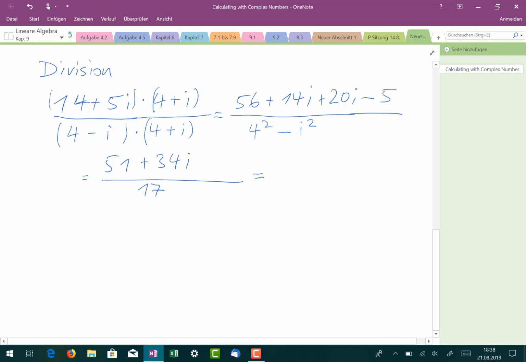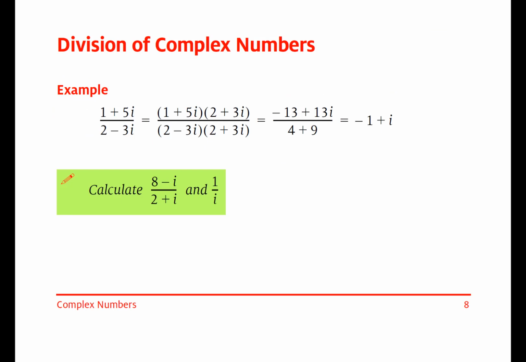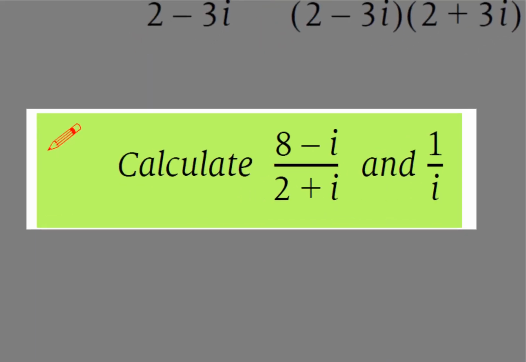So 51 divided by 17 is 3, and 34 divided by 17 is 2. So the result is 3 plus 2i. And remember that the result always must be in this form, a plus bi. So this would not be a correct result. At this point you should stop the video and look at the following example. It's another example for division, and then try to calculate the two tasks.